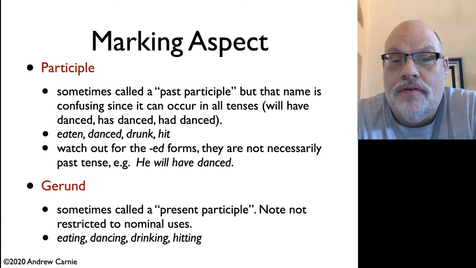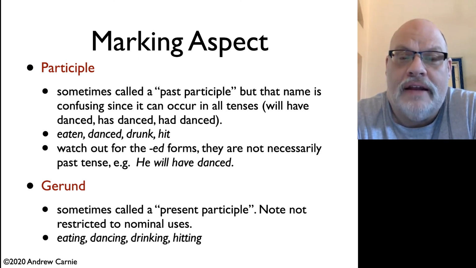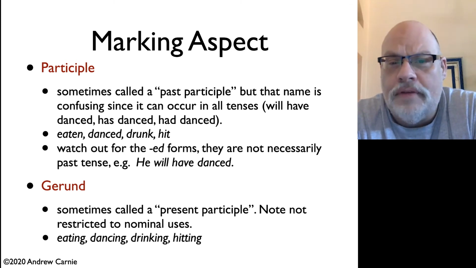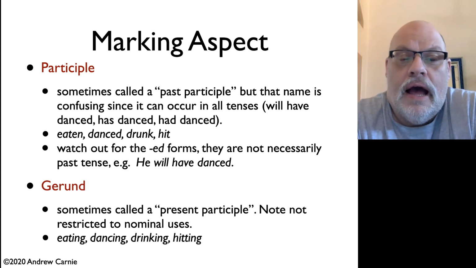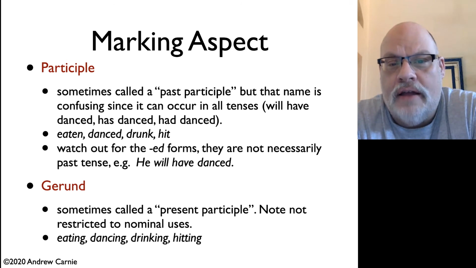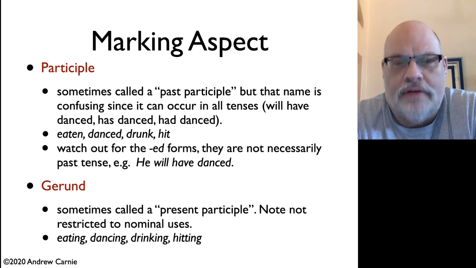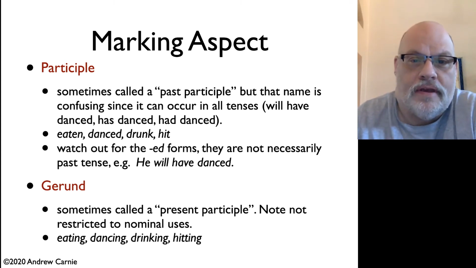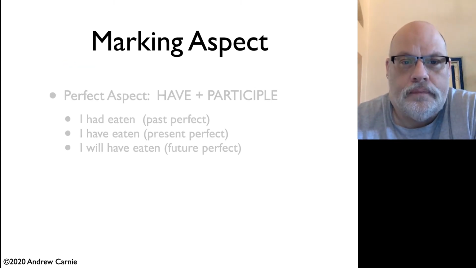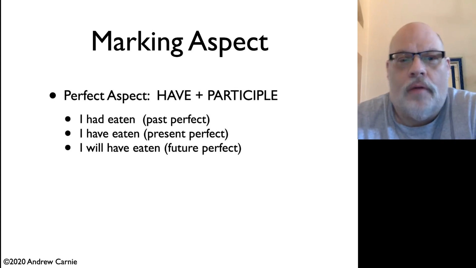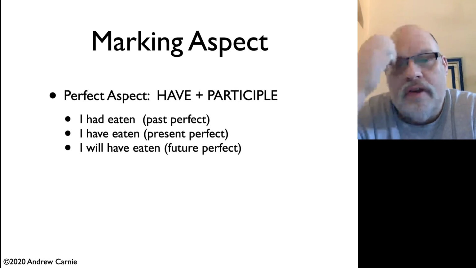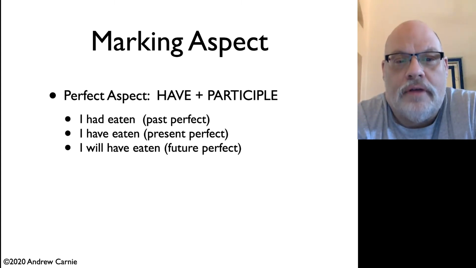All right, so we have two things. We have participles, traditionally called past participles. These are the forms that end in ed or d. They can also have specialized forms like drunk. And the gerund, which are always the forms that end in ing. Now, these two things are critical to understanding how we mark aspect, but they're not the only thing. It turns out that what's important is also the auxiliary you have.